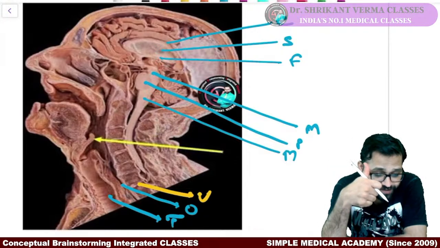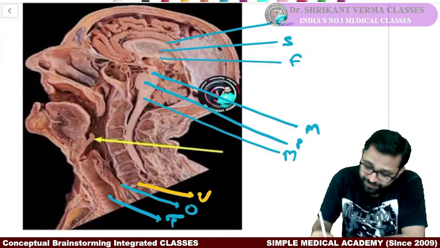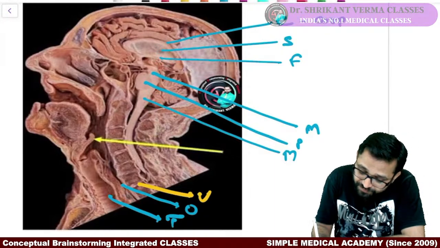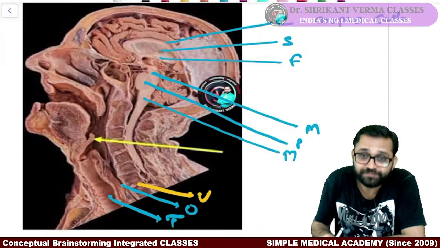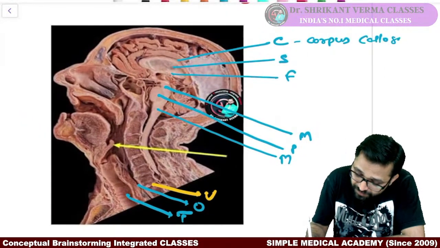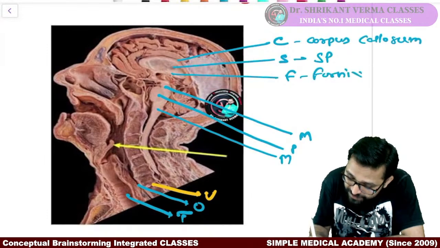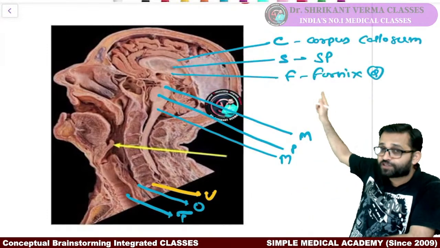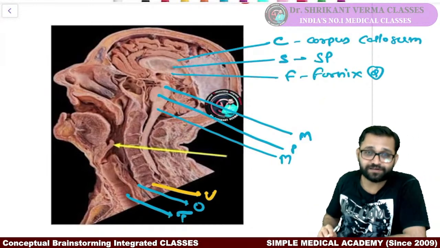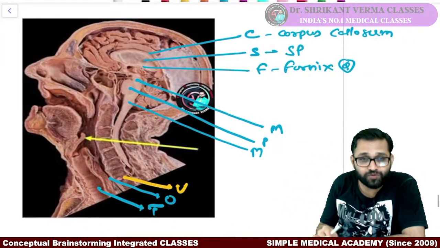Yes, Mohsin beta, fine. Yes, Preeti, you are correct beta. C for corpus callosum. S for septum pellucidum and F for fornix. Remember, very soon this fornix will come in your FMG pattern. Any question has been asked already about the corpus callosum. This is very important.